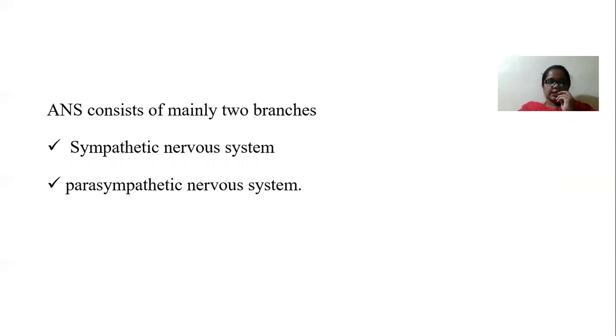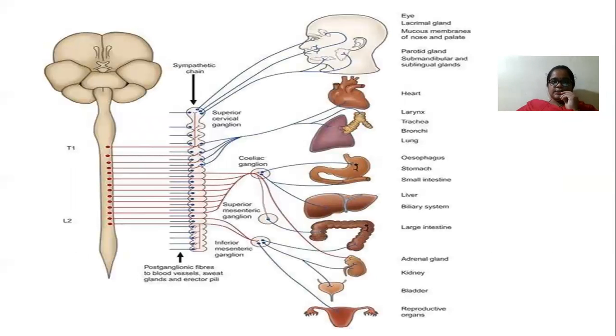Next, the ANS consists of mainly two branches: the sympathetic nervous system and the parasympathetic nervous system. First is the sympathetic nervous system. This diagram shows the sympathetic nervous system. Here, the cell bodies of the preganglionic neurons are these red spots. The red lines are preganglionic neurons, and the blue lines are postganglionic neurons.